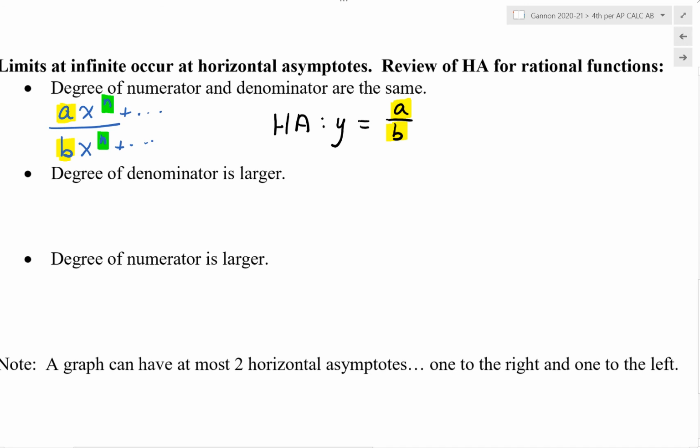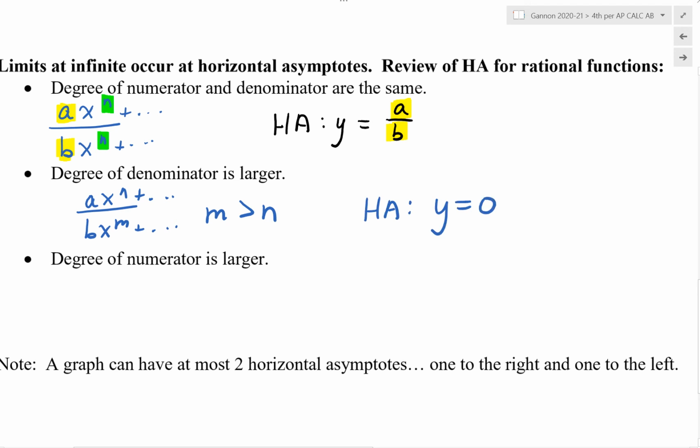All right, so that's when the degrees are the same. If the degree on the denominator is larger, so let's say instead we have a x^n over b x^m, and again, you could be adding other expressions, but the degree on the denominator is larger, so m is greater than n, then the horizontal asymptote happens at y = 0.